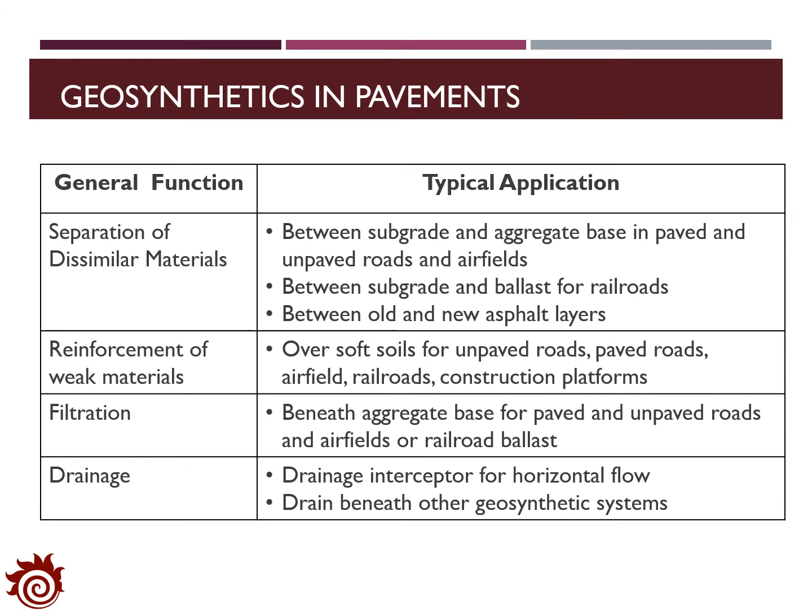The second function is using geosynthetics as reinforcement of weak materials. In that sense, we have to place the reinforcement over soft soils for unpaved roads, paved roads, airfields, railroad construction platforms, and so on. Third, we can also use geosynthetics for filtration of the pavement. In that sense, we have to put the reinforcement under the aggregate base. Finally, geosynthetics can be used as one part of the drainage system. It could be applied as the drainage interceptor for the horizontal flow, or drain beneath other geosynthetic systems.